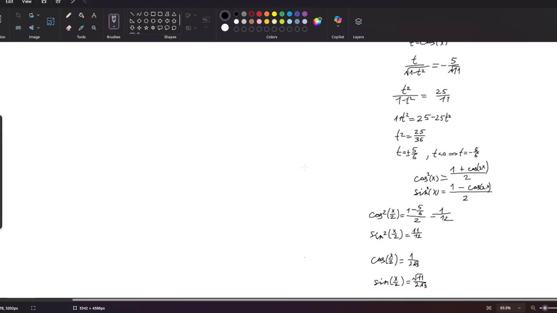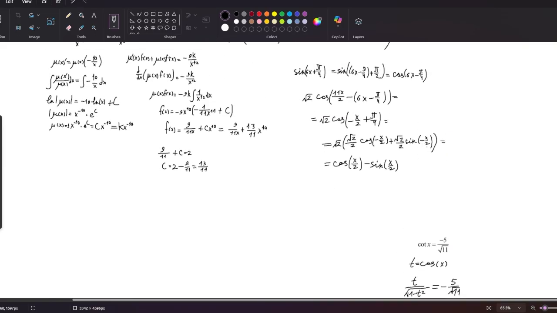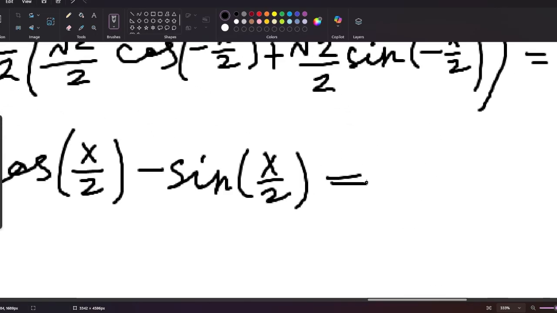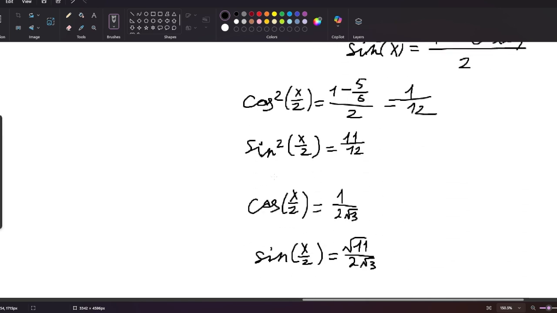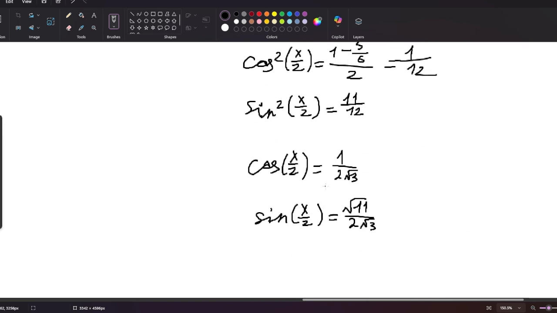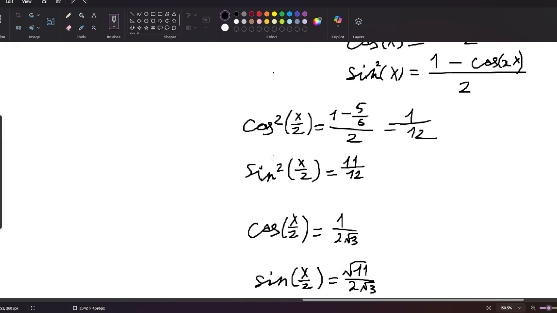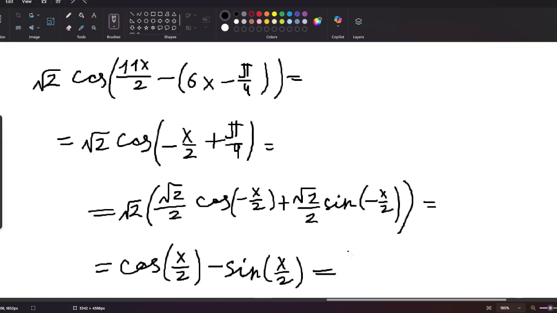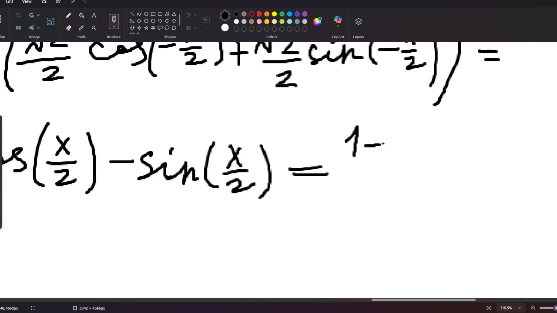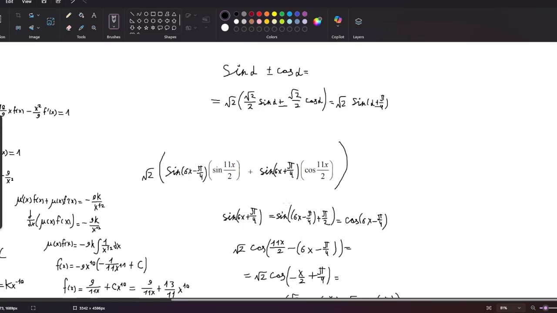Now, again, coming back to this, this is gonna be simply 1 over 2 root 3 minus root 11 over 2 root 3. So that's gonna be 1 minus root 11 over 2 root 3. Let's say we have an answer like that.